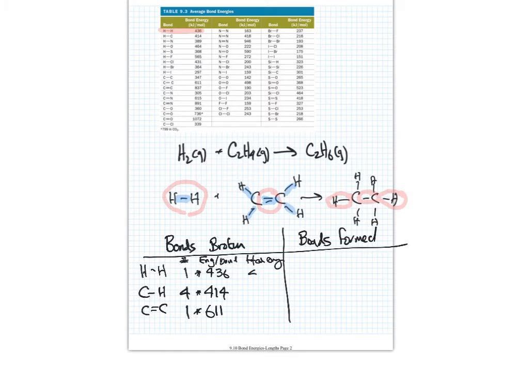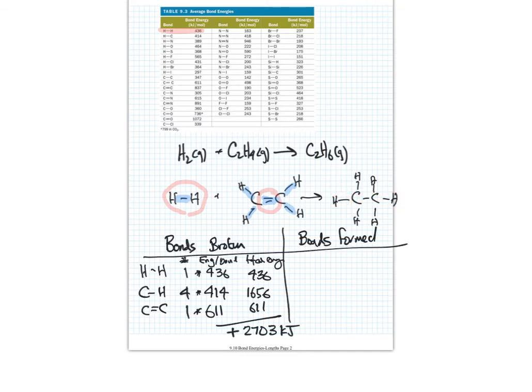So 1 times 436, that's 436. Carbon-hydrogen single bond, 4 times 414 is 1656. And carbon double bond, 1 times 611 is 611. And then we need to add these together, and they are 2703 kilojoules. That's the sum total of all those three things. Now, here's the key. It is plus 2703 kilojoules. Why is it plus? The reason is I broke all those bonds. Remember, breaking bonds always takes energy.